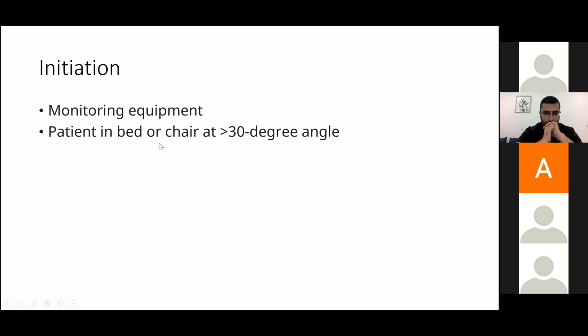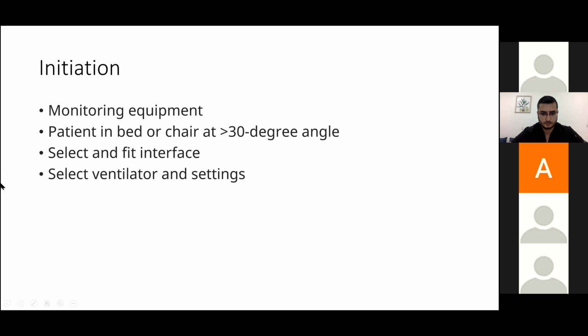So have the patient in the bed or even in the chair at 30 degrees angle is fine. Select your interface, select the mask that you want to use and make sure that it will fit the patient. There are ways of testing if the mask will fit or not. And usually these are available with the ventilators. I don't know if you have respiratory therapists, but usually they know about it.